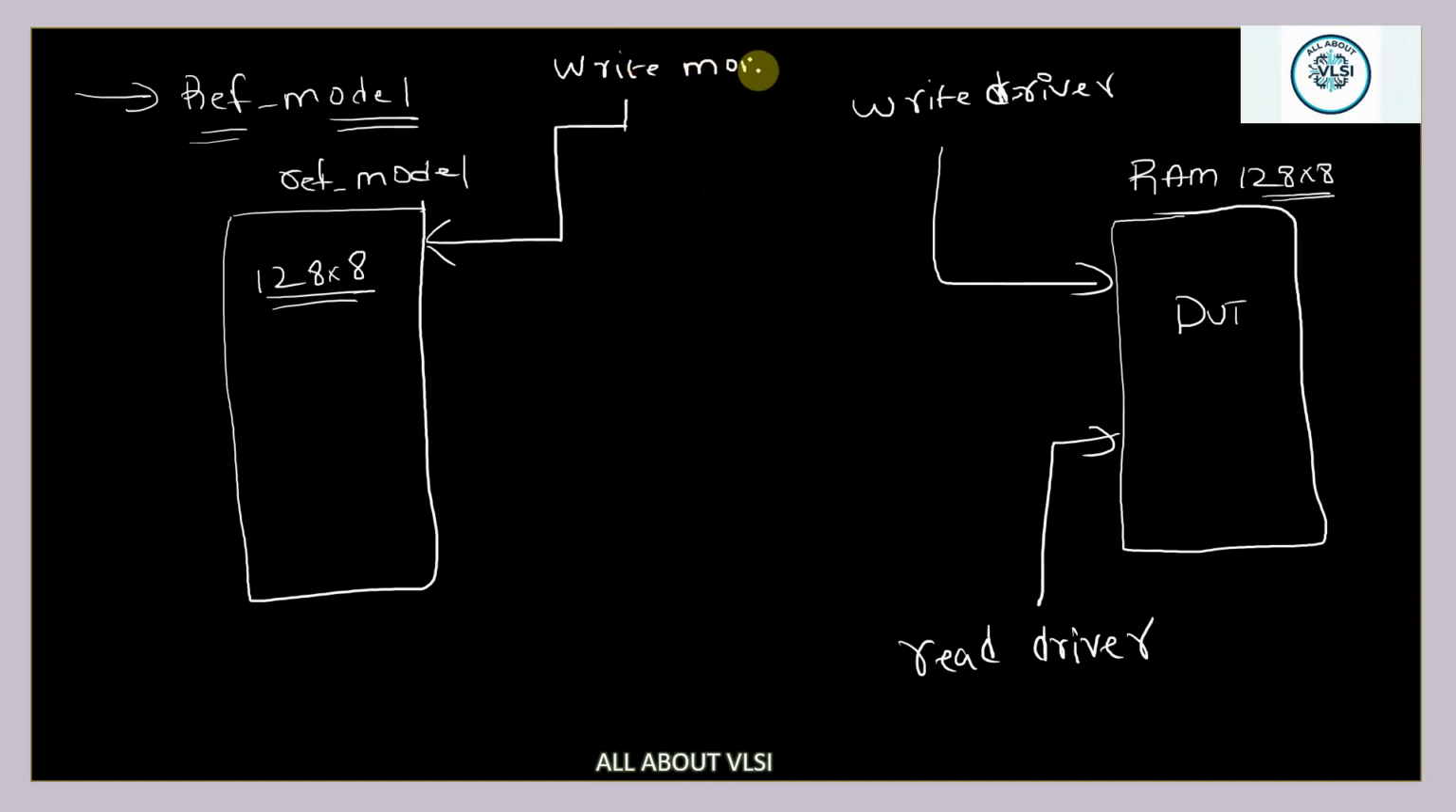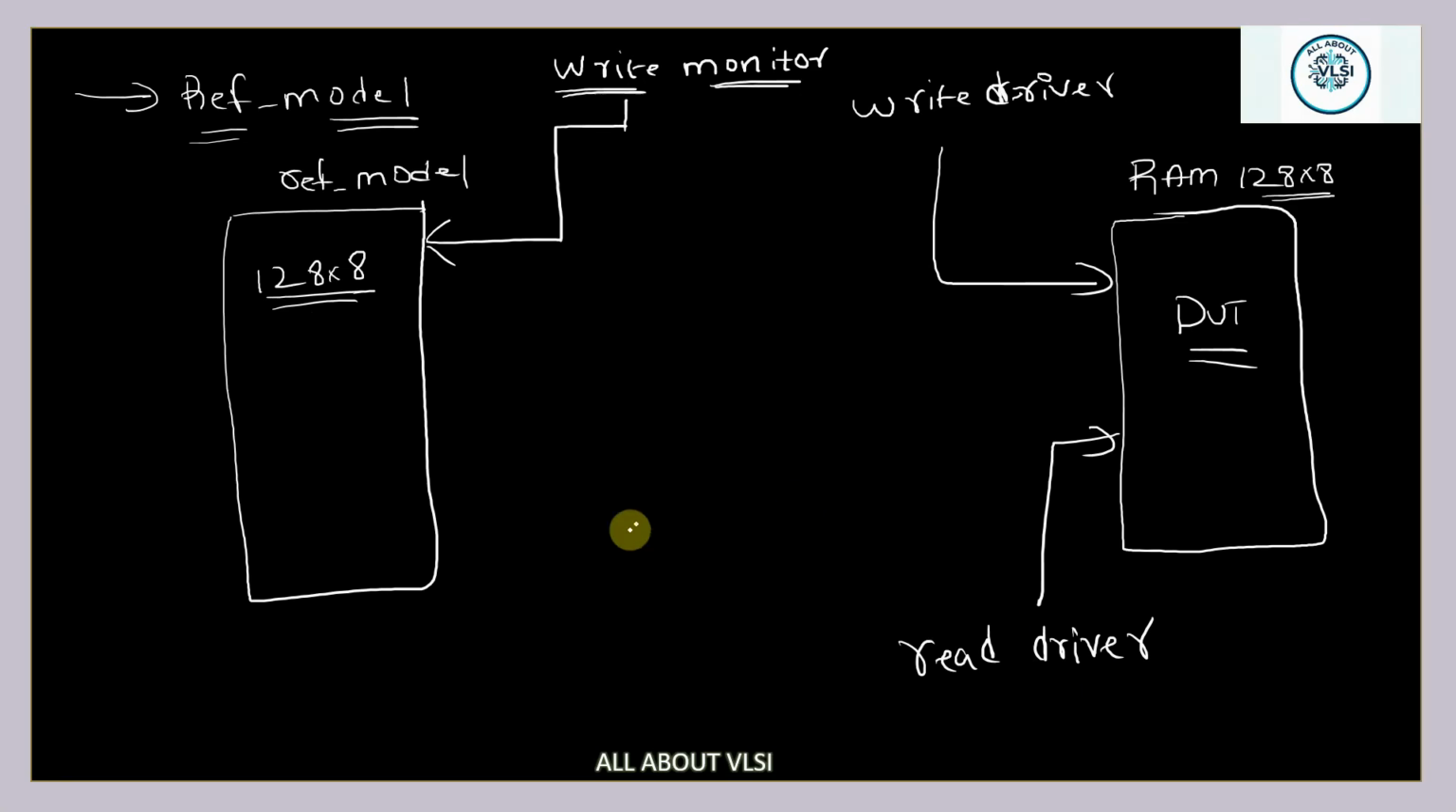The write monitor was basically collecting the transactions from your write driver. So using this write monitor, whatever the write driver has driven to your DUT, the same transactions we are going to drive to our reference model, because we cannot drive different things to our design and reference model, and then compare and say both are not working correctly. So whatever transactions I have driven using the write driver, the same transactions I collect in my write monitor, and I'm going to give those same transactions to my reference model.